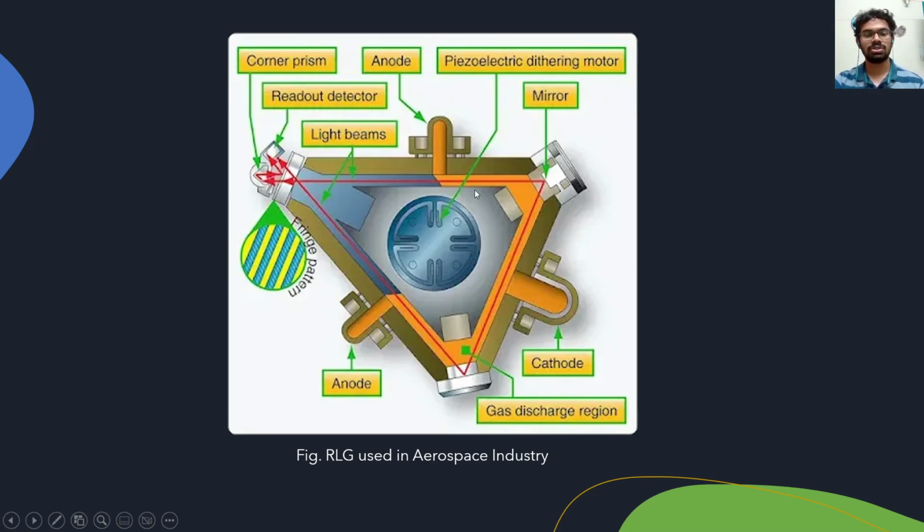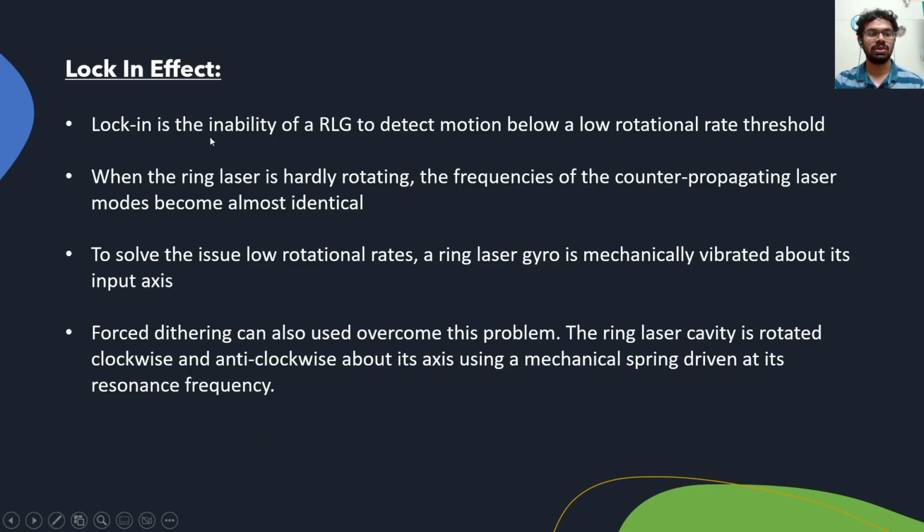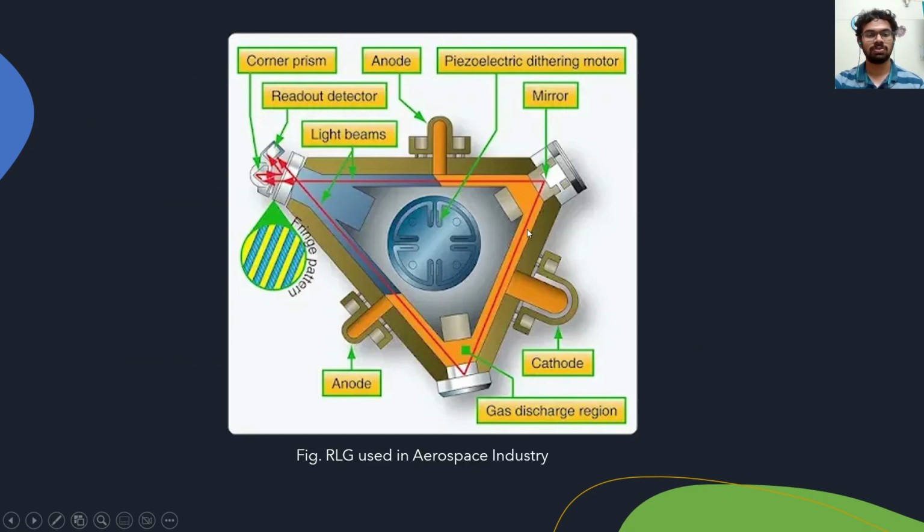But there are issues in RLG, which is known as the lock-in effect. Lock-in effect is the inability of an RLG to detect a motion below a specific rotational limit. So let's say if it is rotating at 0.01 degree per second, this RLG can't detect these changes because the difference in frequency is less. So the output of the system will be zero.